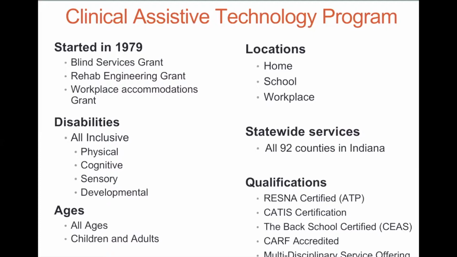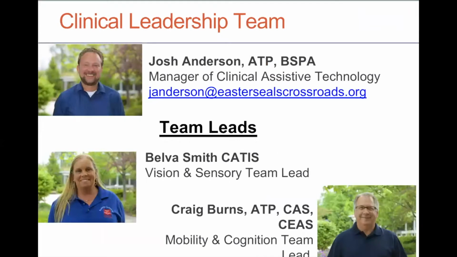And then the folks on my team have a lot of different qualifications. Most of us have the ATP, which is the Assistive Technology Professional Certification from RESNA. We have Belva Smith, who has the CADS certification, which is a lot like the ATP, but it's more geared towards individuals with vision impairments. We have a lot of CEASs, which are Certified Ergonomic Assessment Specialists. We are a CARF accredited agency, and really we have a very multidisciplinary service offering. All of us kind of come from different backgrounds, and it really helps the team environment. So let me introduce you to the team.